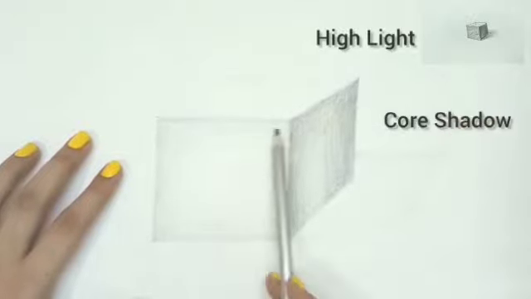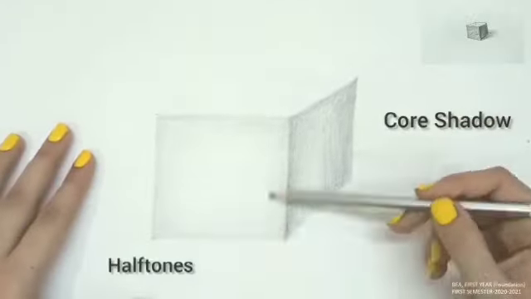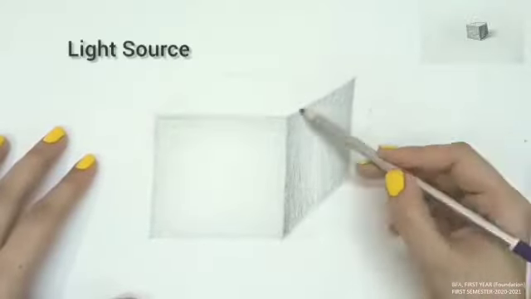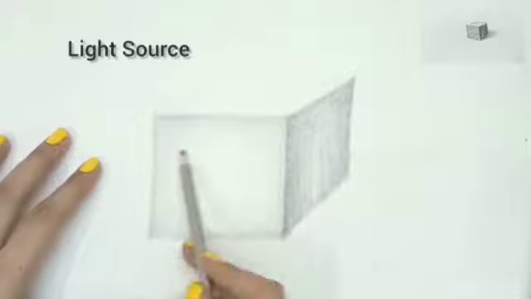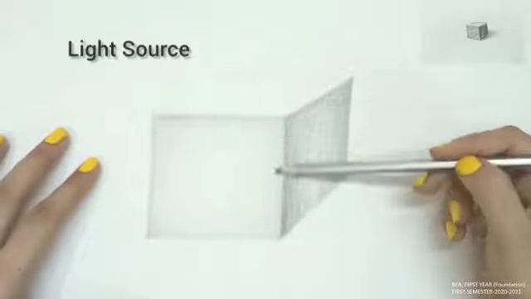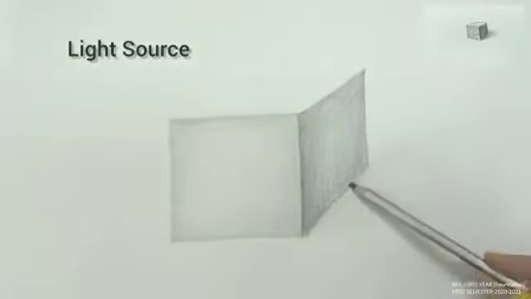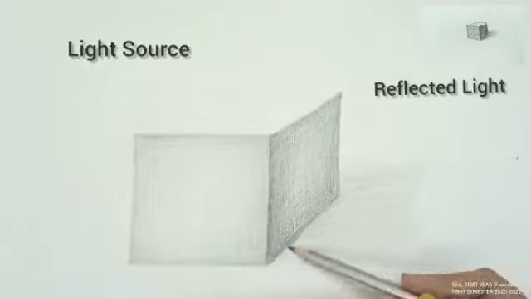Build up layers of shading, and the shading isn't always completely even, to make it a little more realistic. Add some shadows. In this cube, the light source is coming from the left side.